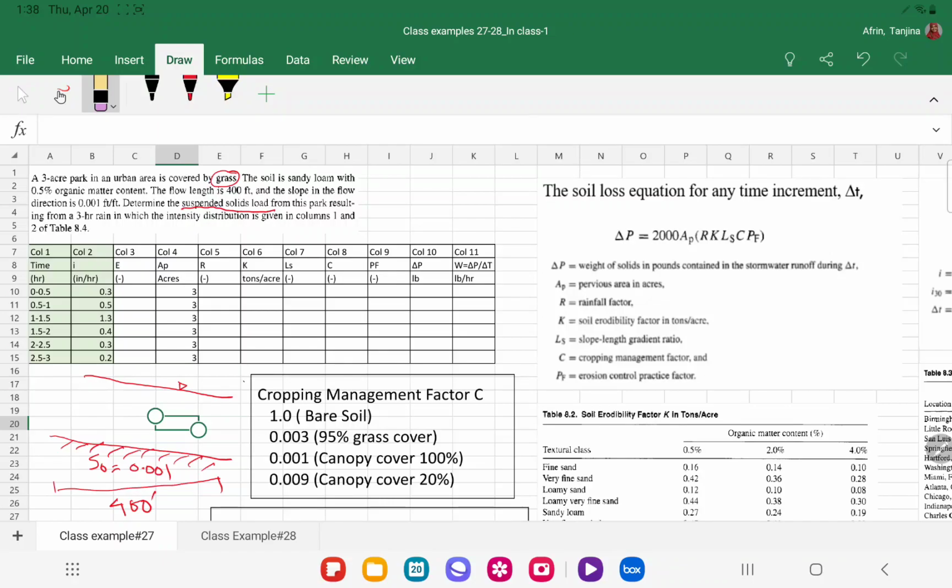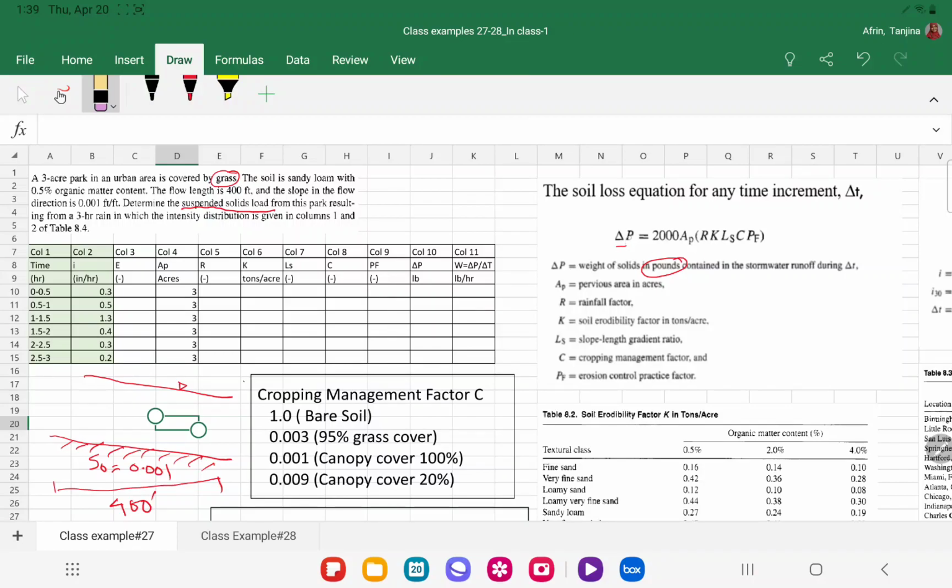So for the pervious one, we basically find out the total loss, like the soil loss equation, or the amount of erosion on that area. So that's what we will do, and we need to find the delta P. Just one thing, that 2000 is a kind of unit conversion, and delta P should be in pounds and A should be in acres. So those are just a few things you need to maintain. Now let's work with that one.